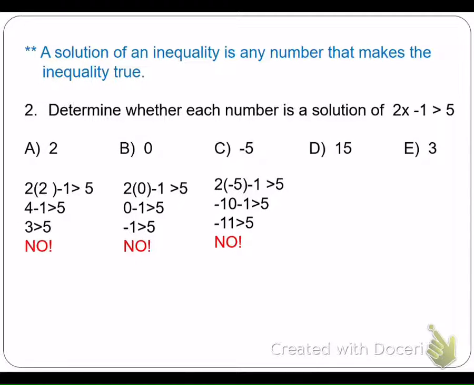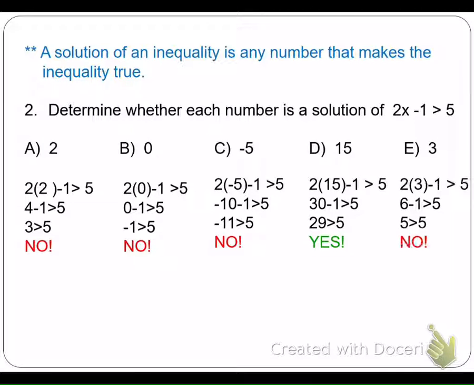Okay, this one will give us 30 minus 1, so 29. Is 29 greater than 5? Yes. And 3 would give us a 6. And 6 minus 1 is 5. Is 5 greater than 5? No. Now, if there would have been an "or equal to," then we would have had a yes right there. But since it's just the greater than symbol, we still have to put a no. Questions?